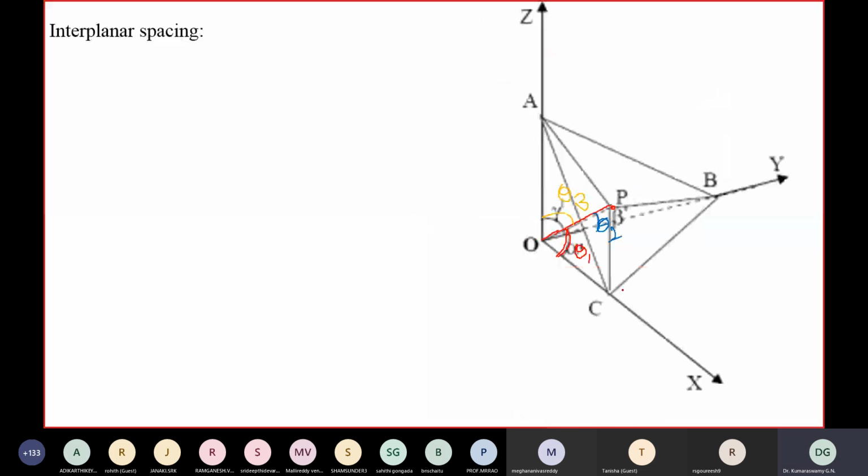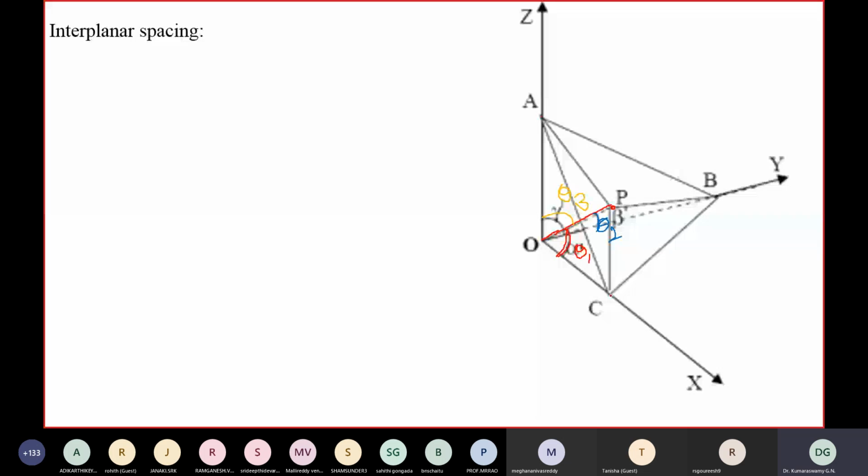So here we get this, right? This is the plane. A, B, C is the plane we intend, and OP, we have dropped an OP, that is, OP is perpendicular to A, B, C.